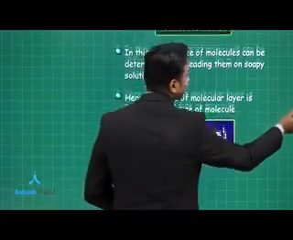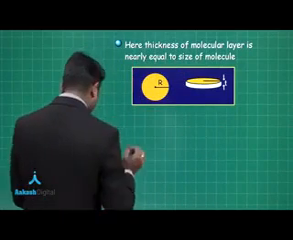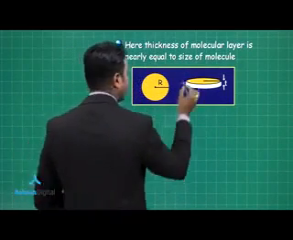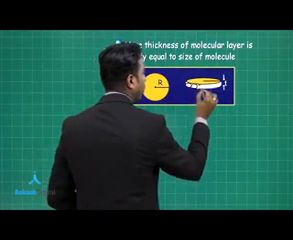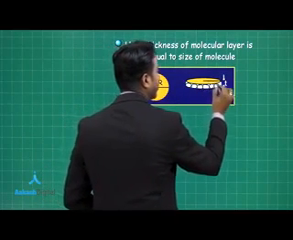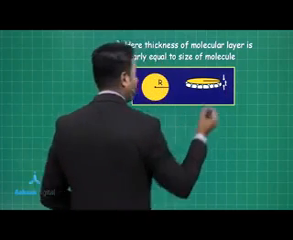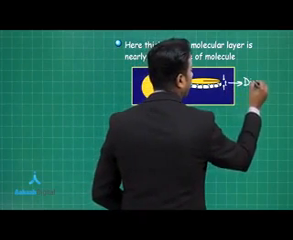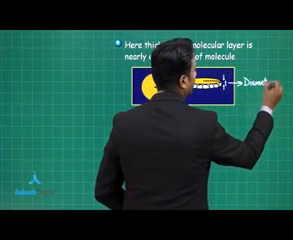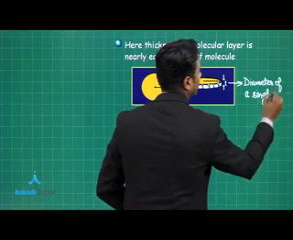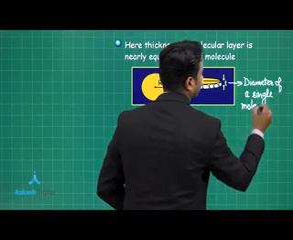And the next thing that we need to see here, since this layer is very thin, we can assume that the molecules of the oleic acid are arranged like this. So obviously this T is also equal to the diameter of a single molecule. Diameter of a single molecule of oleic acid.